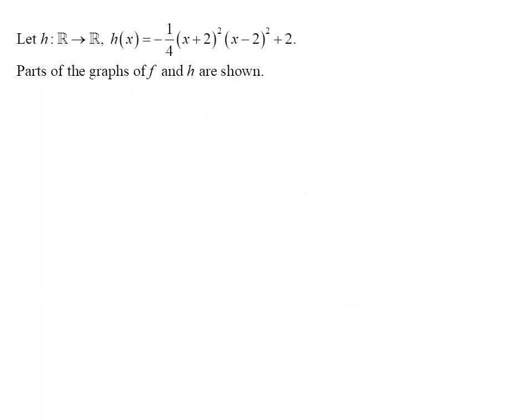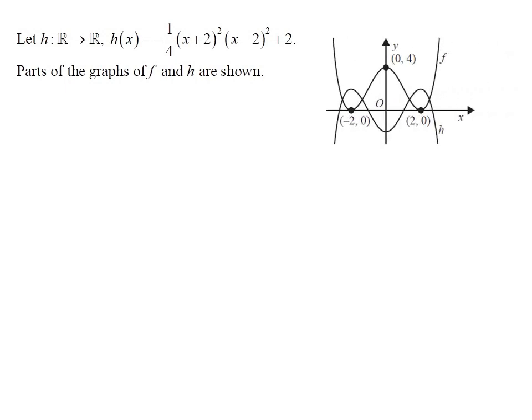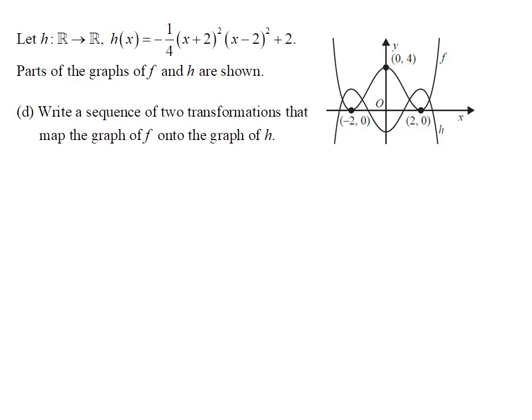Here we continue to read out the first question of section B. Now we let the function h of x equals negative 1 over 4 multiplied by (x plus 2) squared multiplied by (x minus 2) squared plus 2, along with parts of the graphs of f of x and h of x. Part D is to write a sequence of 2 transformations that map the graph of f of x onto the graph of h of x.